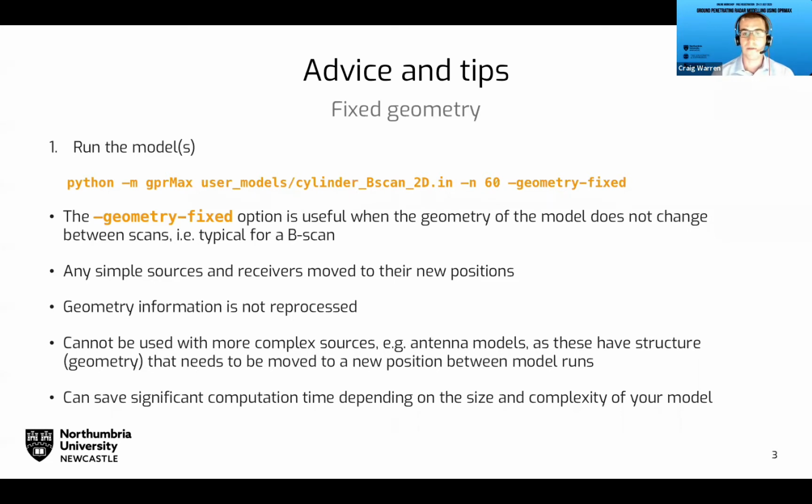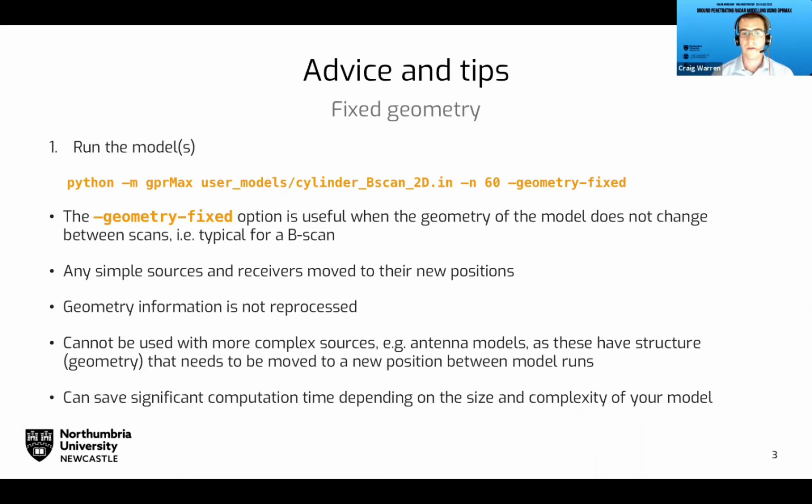Now, the reason I'm bringing us back to that model is that I want to discuss an option in gprMax that can help where you have a model that contains a simple source and receiver. So where you're using a theoretical source such as a Hertzian dipole, the only thing that's changing in your model when we run it to create this B scan is the position of the source and the receiver. None of the rest of the geometry in the model is changing. That's all fixed. The half space is staying the same, the cylinder is staying the same, etc.